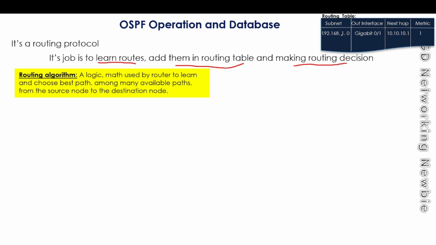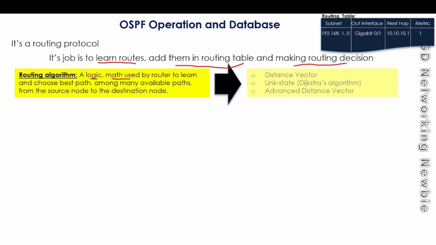For that, every routing protocol uses some kind of routing algorithm, and a routing algorithm is simply a logic, or maybe mathematics, which is used by the routers to learn and choose the best path. For paths to different networks, a router may have many available paths and it has to select one of them, which will be the best from source to destination. That is the job of the routing algorithm.